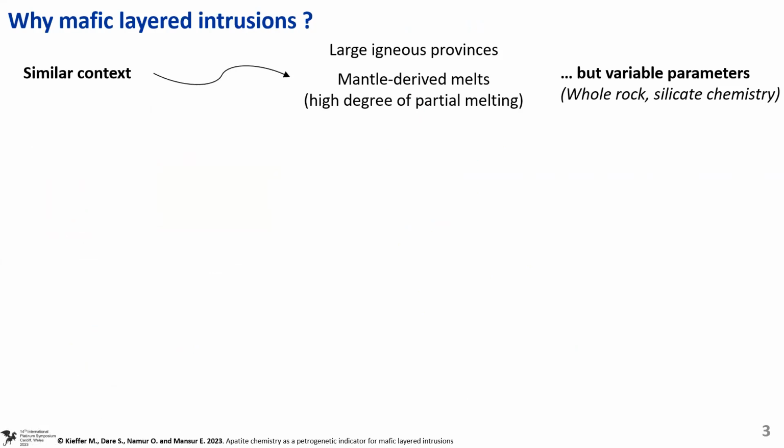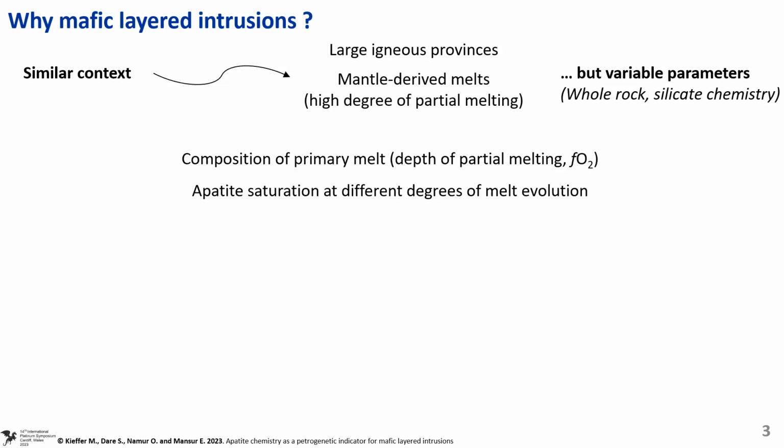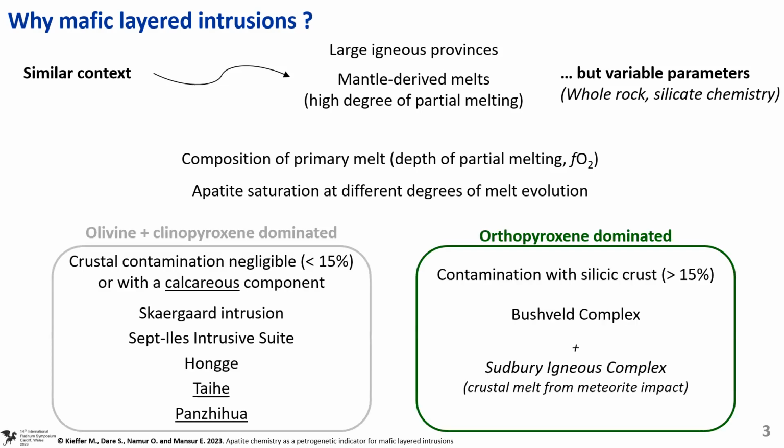So why mafic layered intrusions? The intrusions I will be using all formed in a similar context, meaning they were formed in large igneous provinces from mantle-derived melts, so at high degrees of partial melting. Even though these intrusions were formed in a similar context, they have variable parameters. So the composition of the primary melts can vary depending on the depth of partial melting and oxygen fugacity, and apatite saturation can occur at different times during the crystallization history. So in the following presentation, I will classify my intrusions into two types, the ones in gray and the ones in green.